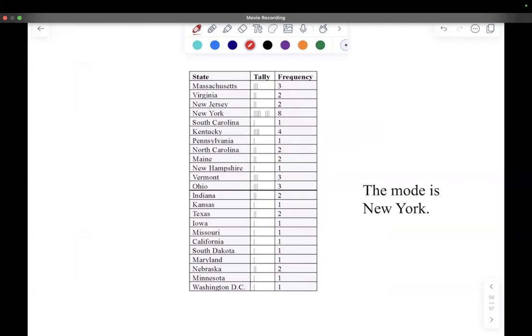Because if I had, let's say, 8 on Massachusetts too, then Massachusetts and New York would both be modes and we would have a bimodal. It would be bimodal. Questions about mean, median, or mode? I have one slide left that wraps it all up.